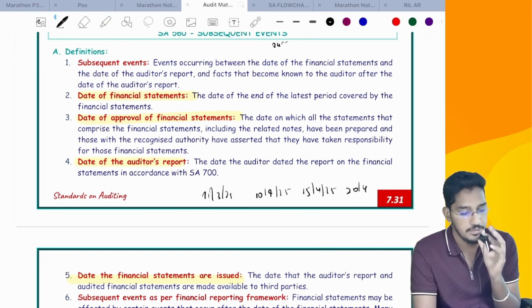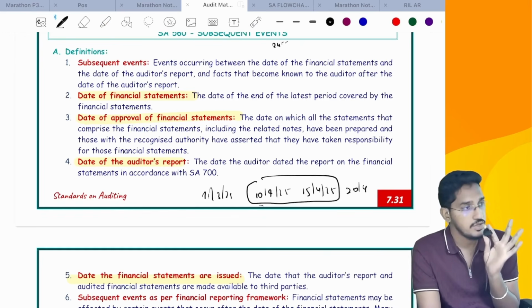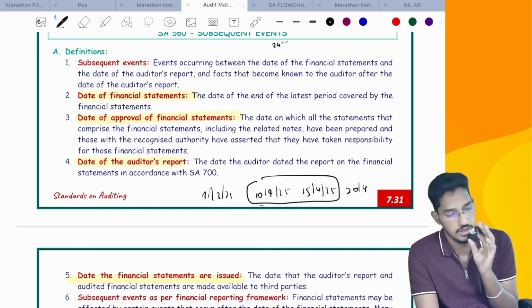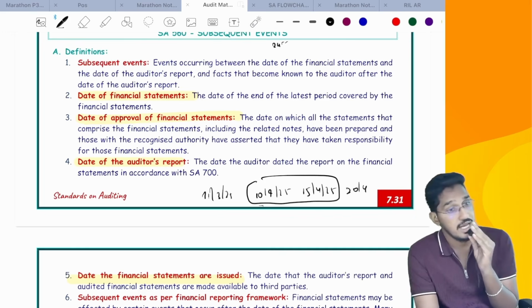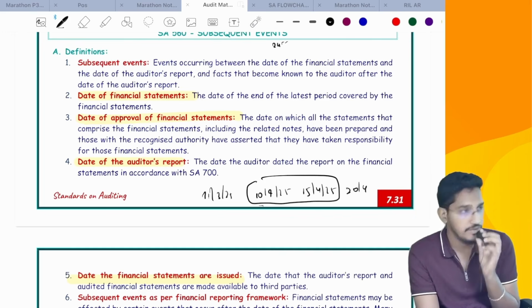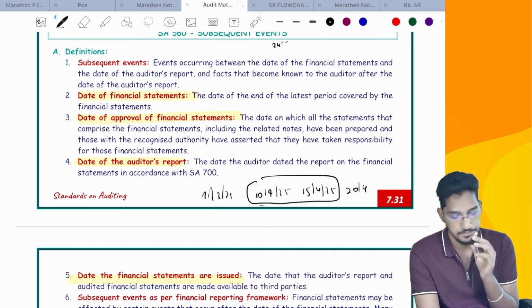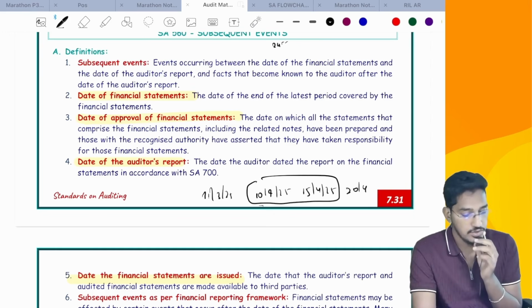Clear? And basically, between the date of approval of the financial statements and the date of auditor's report, which one should be earlier? The date of approval of the financial statements. It could be on the same day also, but the date of approval of the financial statements cannot be later than the date of auditor's report. Fine. So we understood all these dates.